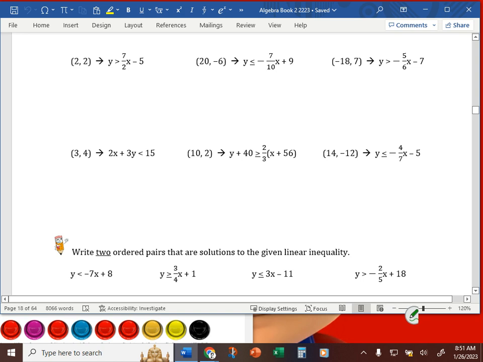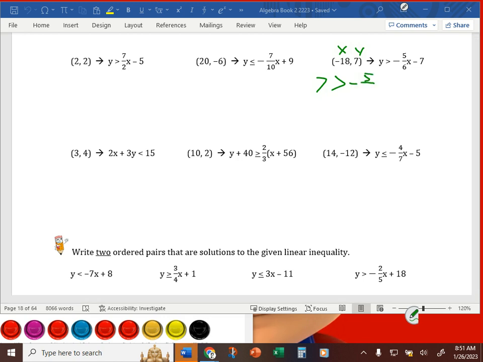And y is greater than negative 5/6 x minus 7. So again, xy, which means 7 goes in for y. We want to know if that is greater than negative 5/6 times negative 18, plugging that value in for x, minus 7. Now this actually came up yesterday, multiplying a fraction by a whole number like that. Who remembers a couple different methods we could use to multiply negative 5/6 times negative 18?